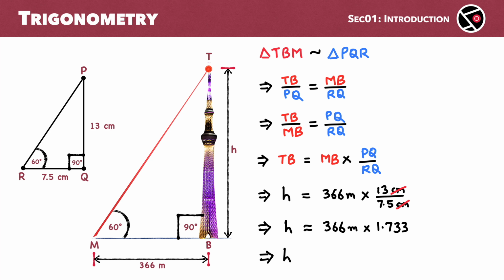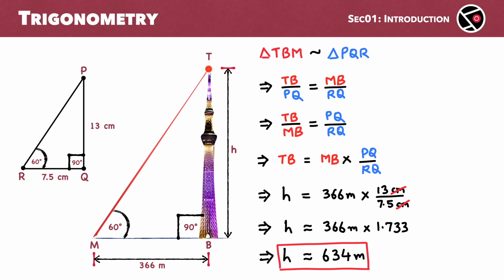The height of the tower is approximately 634 meters. Oh, and just a quick note. I have rounded the final value to the nearest integer for simplicity. Did you get the same result with your own triangle PQR? If not, what was different? Let me know in the comments section below.